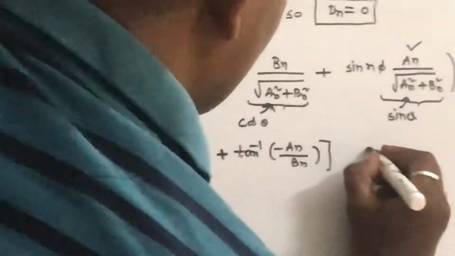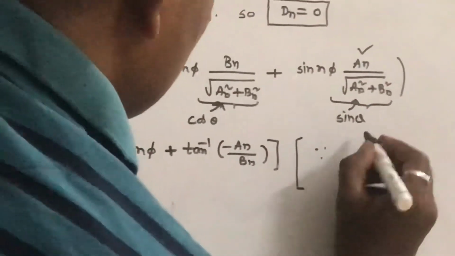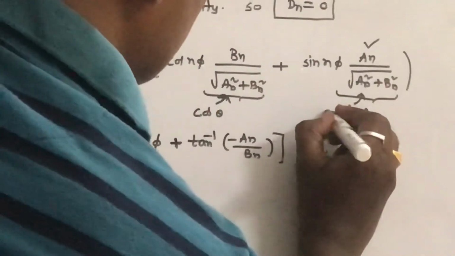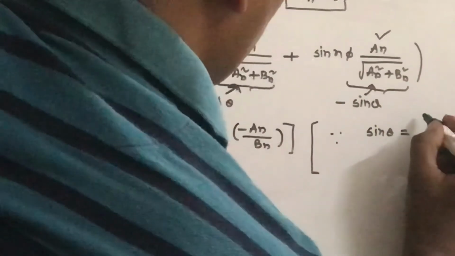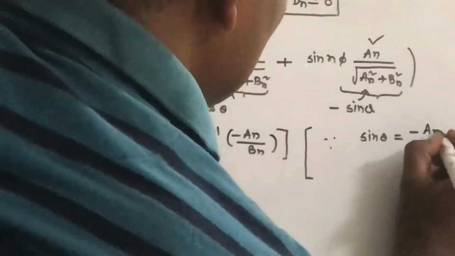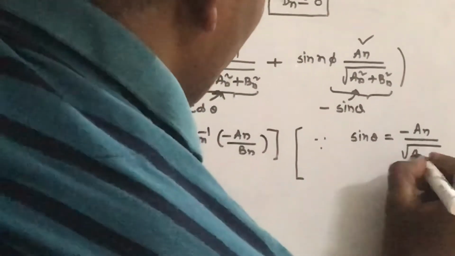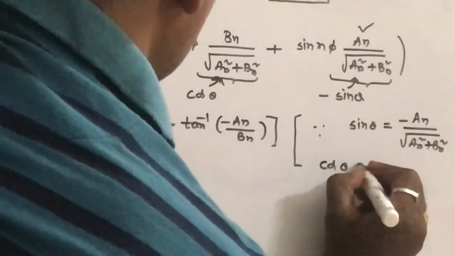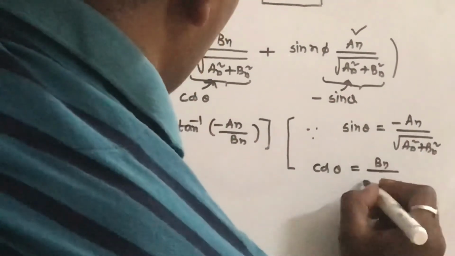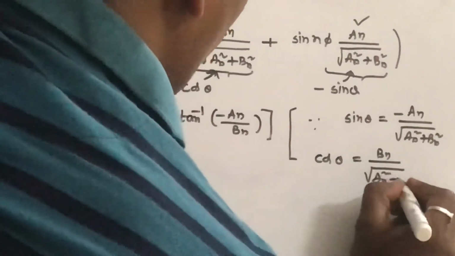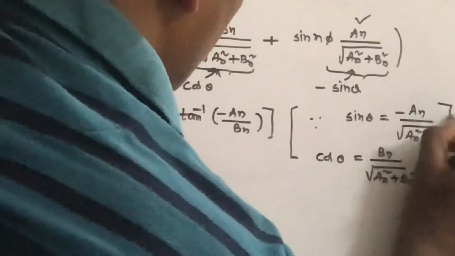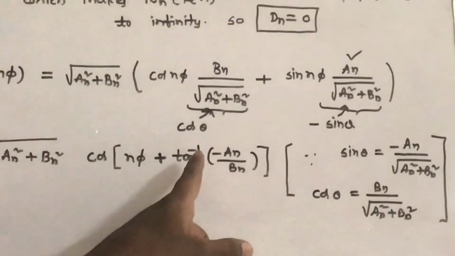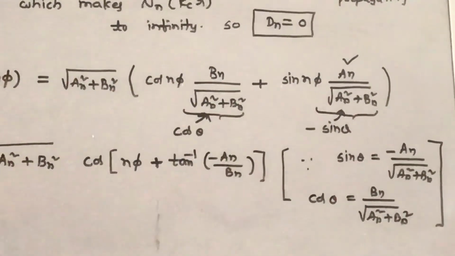Why have we written this? Here, what is sin theta equal to? Let us take it as minus sin theta. So minus sin theta is equal to minus an by square root of an square plus bn square, and cos theta is written as bn by square root of an square plus bn square. Because of this, tan theta will become minus an by bn, so theta will become tan inverse of minus an by bn.